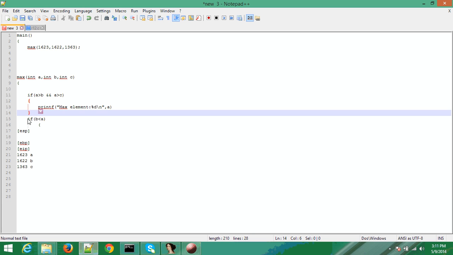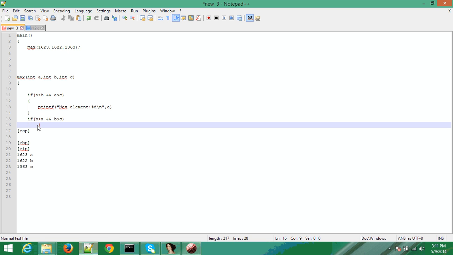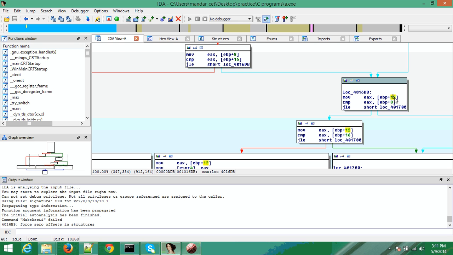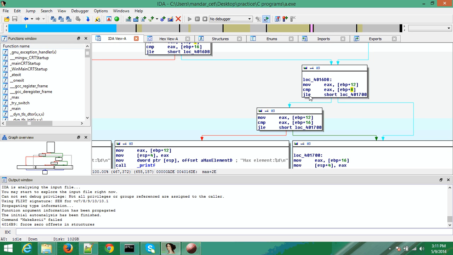So that makes sense. Now we are doing the same thing, and we are basically comparing if b is greater than c. This is based on what we have looked at over here, that it's comparing EBP plus 12. If b is greater than a, then it comes over here and checks if b, which is EBP plus 12, and c, which is EBP plus 16, compares them and tries to jump if less than or equal to.